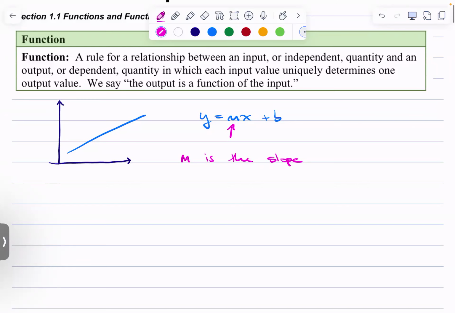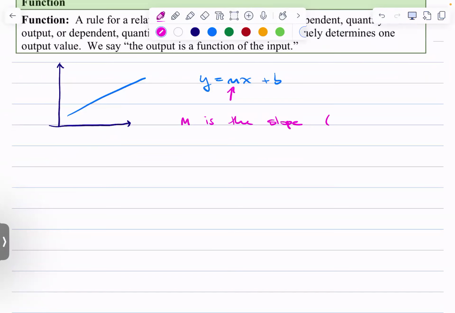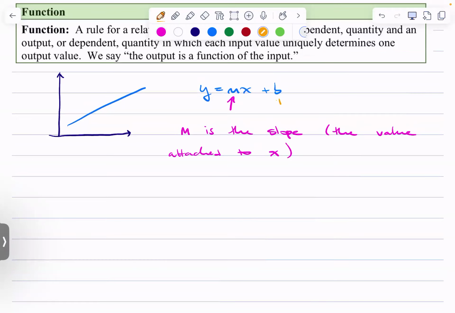Okay, and so m is the slope, but in general, it's the value attached to x. So you could have ax plus b, or b1x plus b2 if you're in statistics, that kind of thing. So we can use different terms, but what's this b? This b is the y-intercept. And so this is the y-intercept.